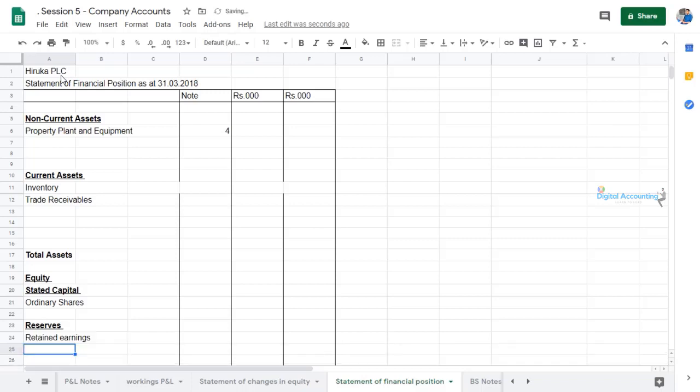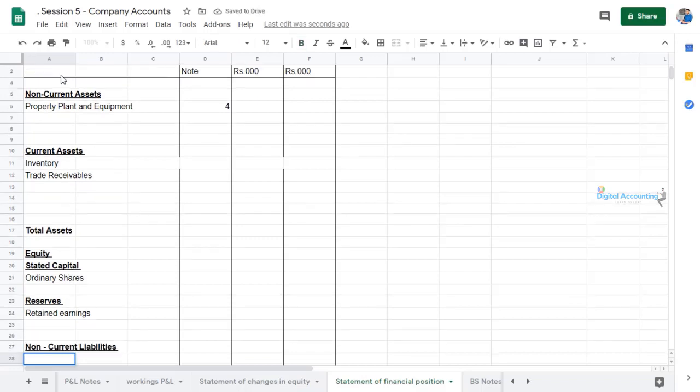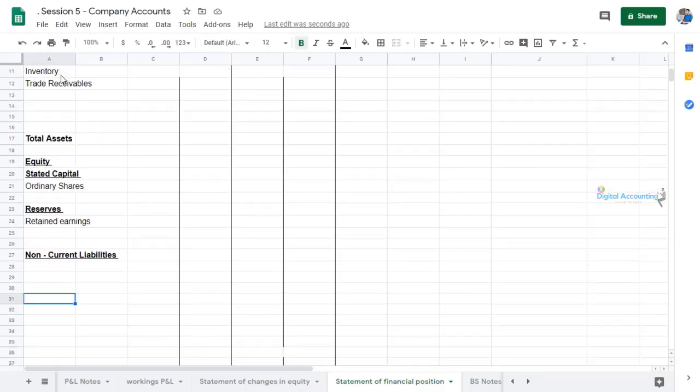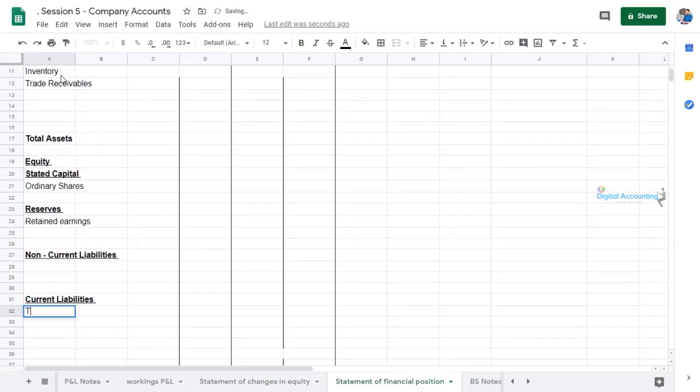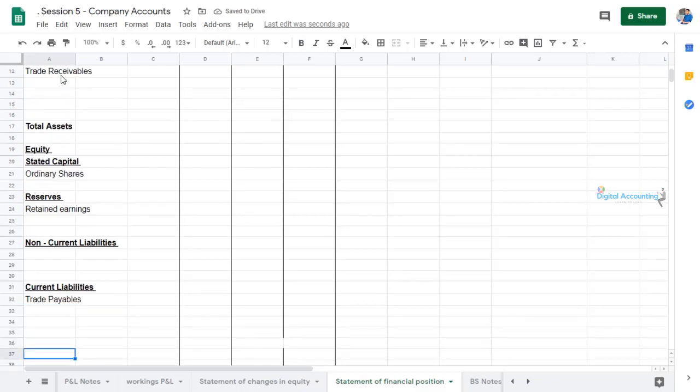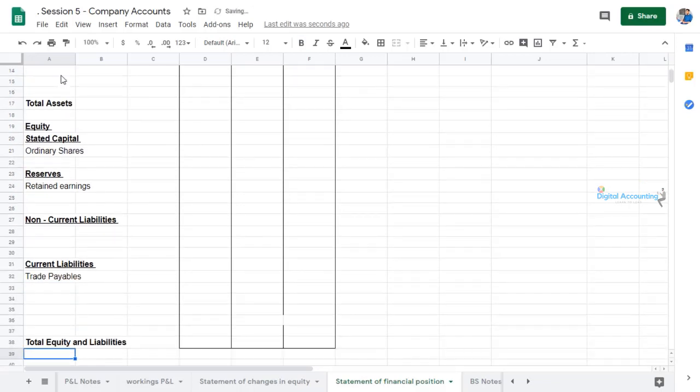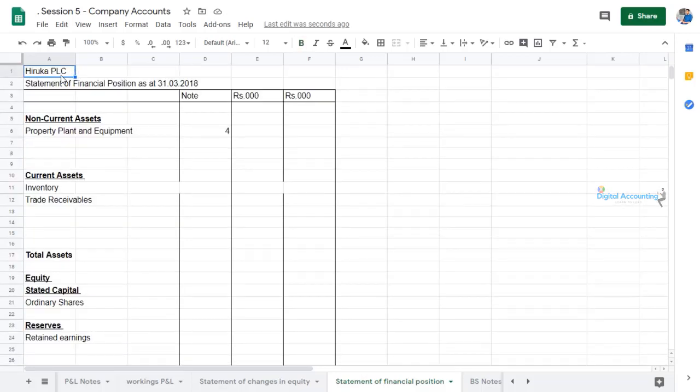So retained earnings. Then leave 1 or 2 lines and current liabilities. So we can leave 2-3 lines. Then current liabilities. Always trade payable will be there. And total equity and liabilities. So this is the usual format for a balance sheet. So you can always keep this one.